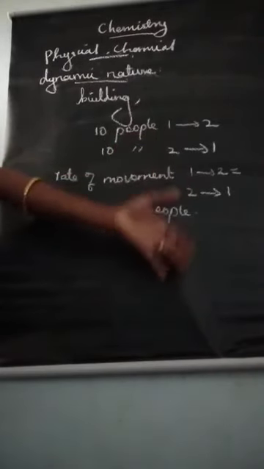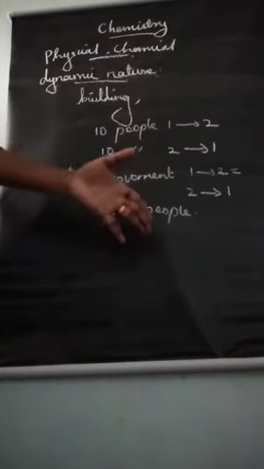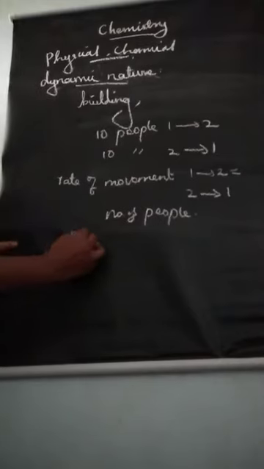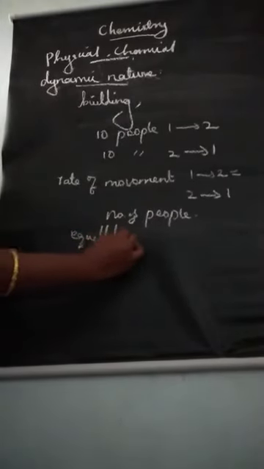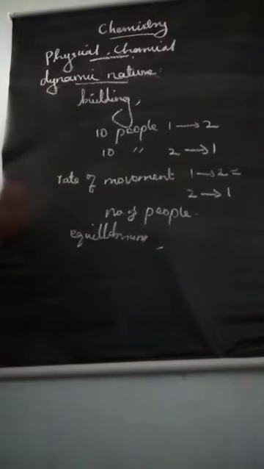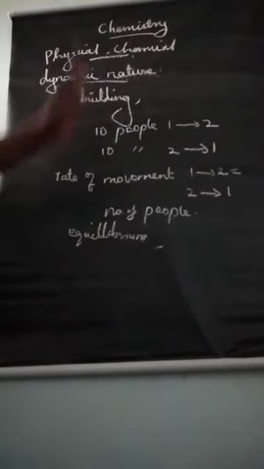The rate of movement of people from the first floor to the second floor and from the second floor to the first floor is equal, the same. So we can tell the definition. At equilibrium, both forward and backward reactions are at the same rate.